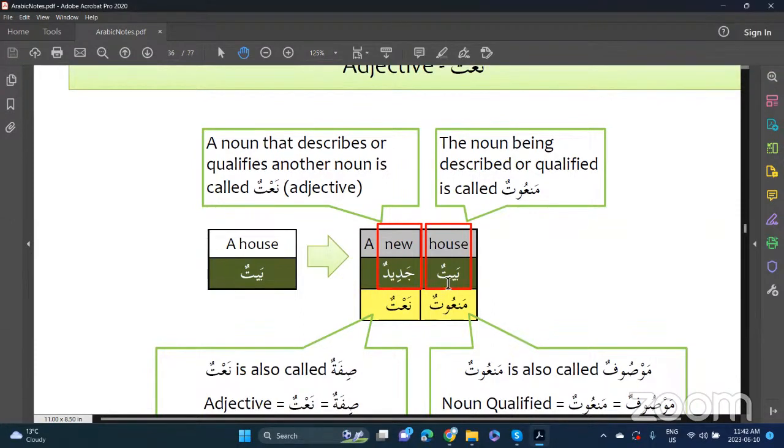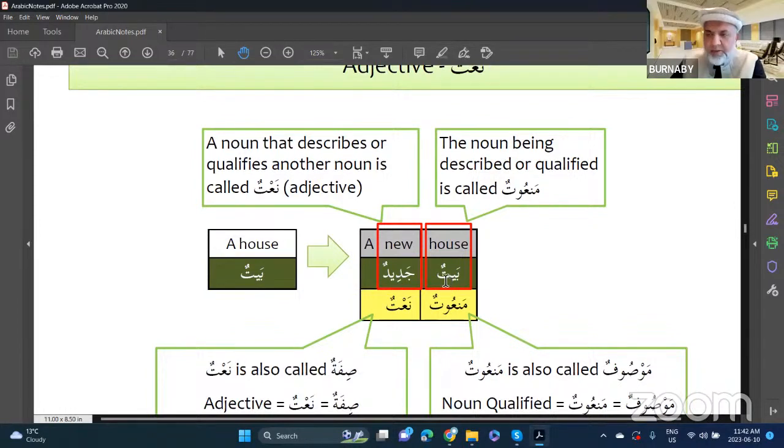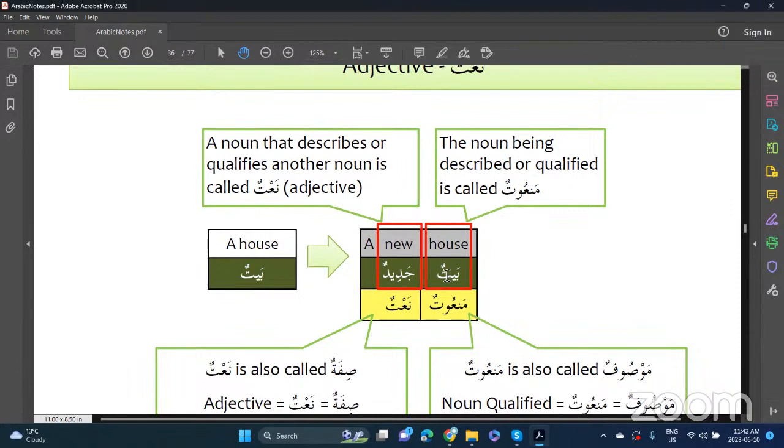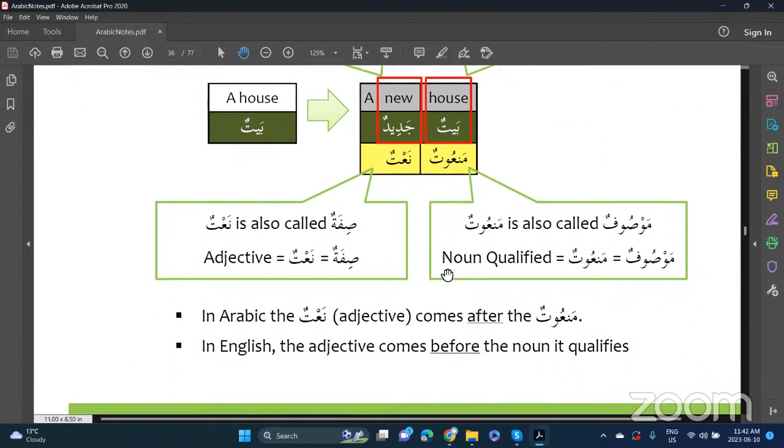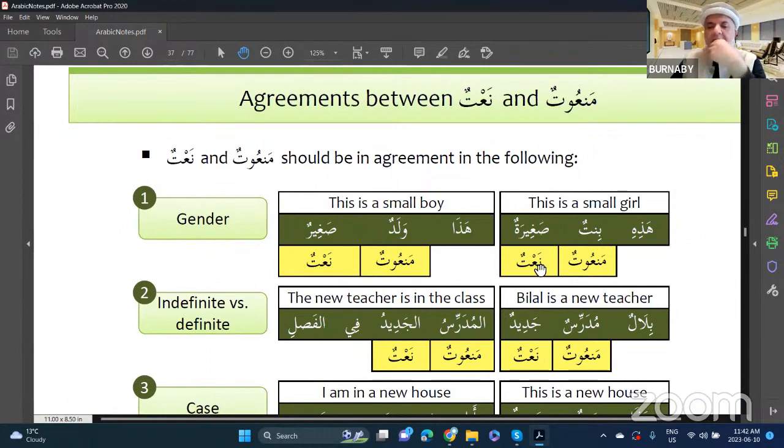And both of them are nakira. Both of them are singular. Both of them are male. Got it? Now, these are some of the sentences. Hazihi bintun saghiratun. So this is a small girl.